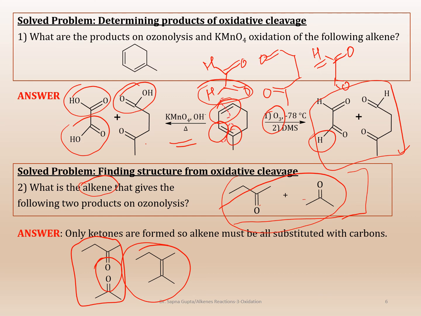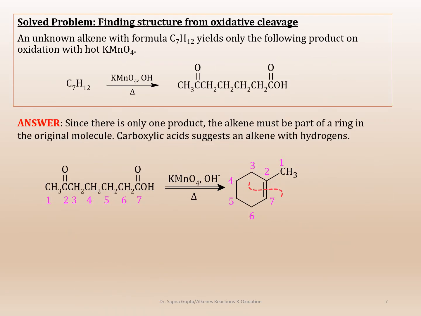I think that's about it that I want to mention for this. So moving on. Here is another one, finding the structure from oxidative cleavage. In this one, let's look at what we have. This is KMnO4. That's why we have a carboxylic acid over here. And the other thing that we are seeing here is that there is only one product. So if there's only one product, then it is a ring structure.